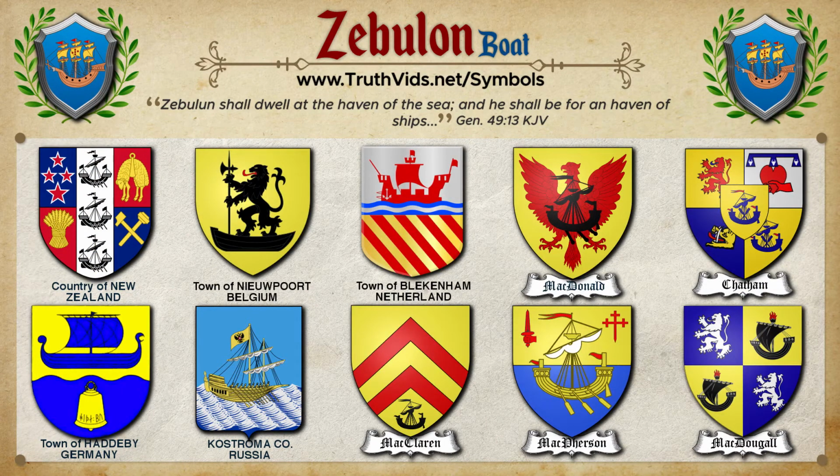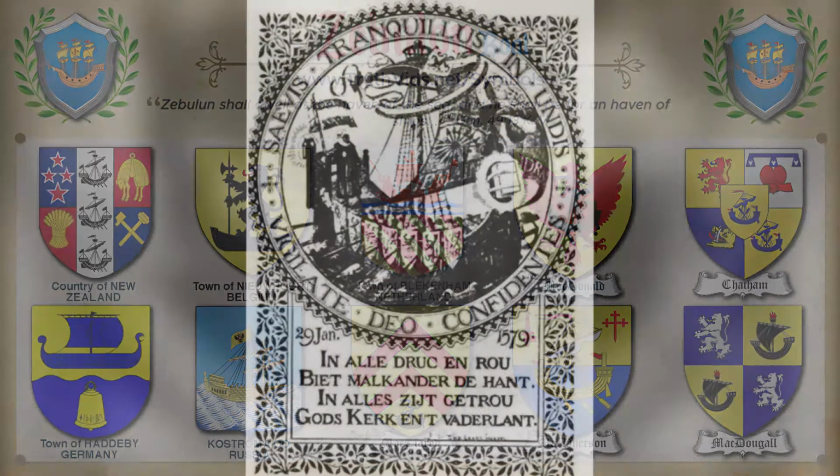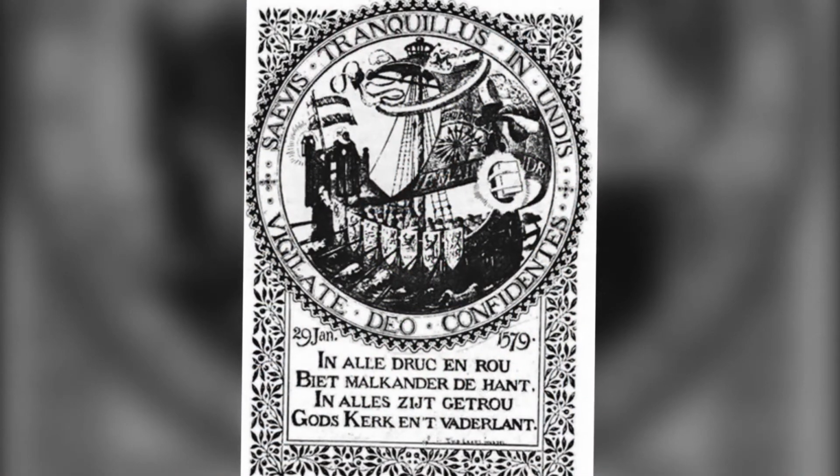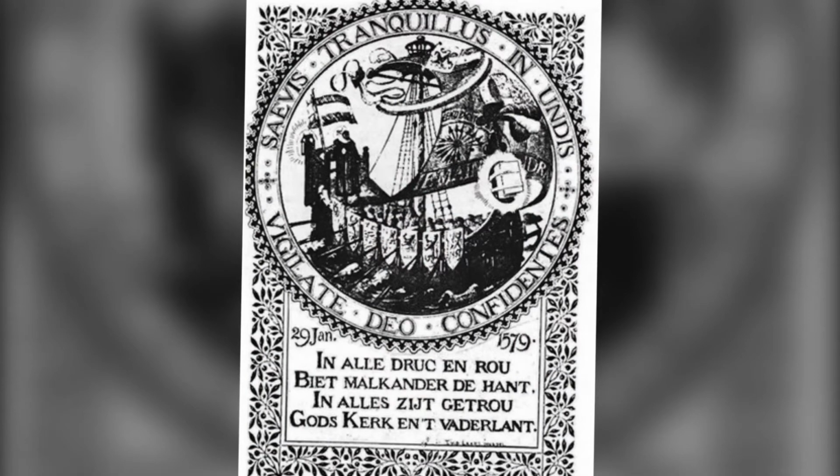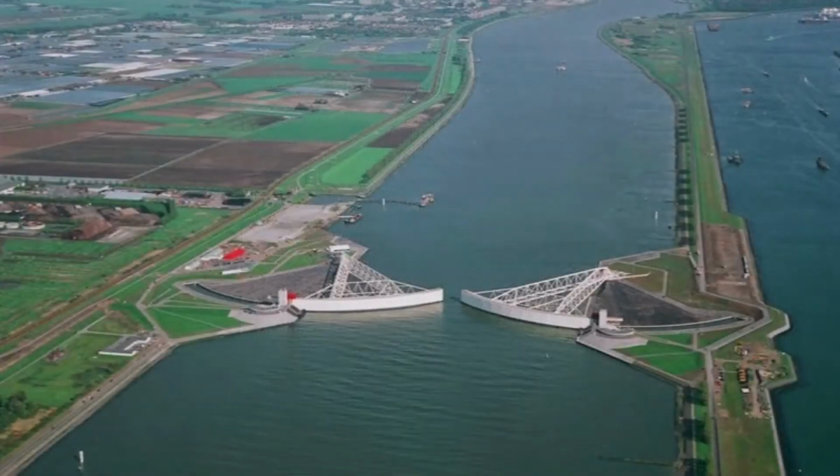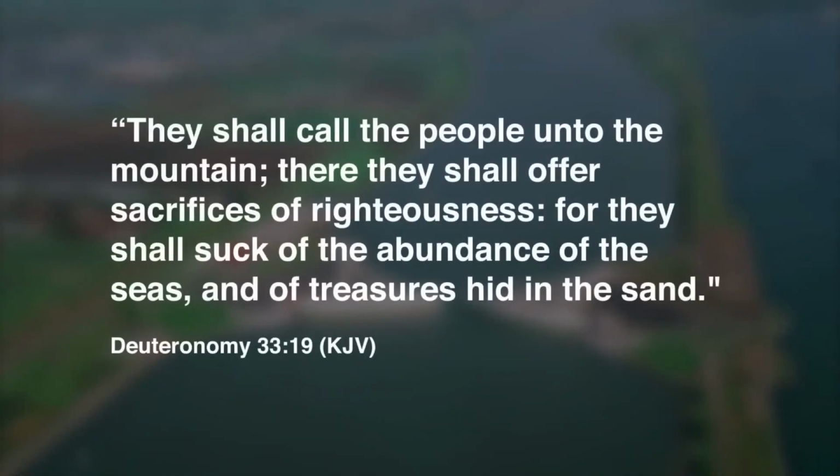Now Holland, the old crest of the Dutch Republic, was a ship where you had the 7 shields for each province. What's interesting is Moses gave a blessing that Zebulon would suck of the abundance of the seas and of the treasures hidden in the sand.